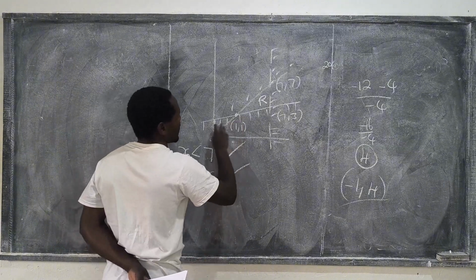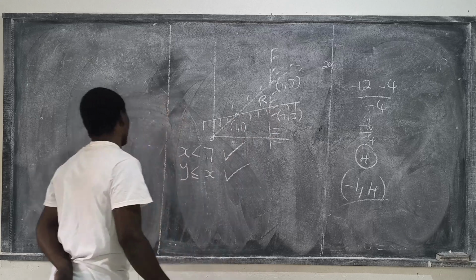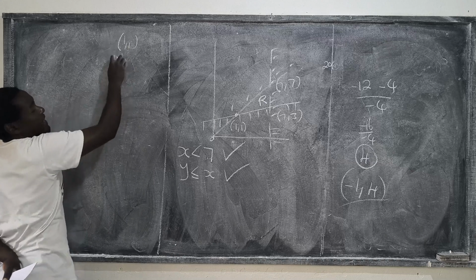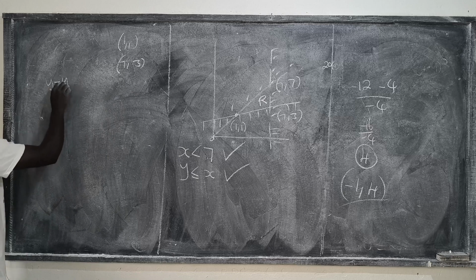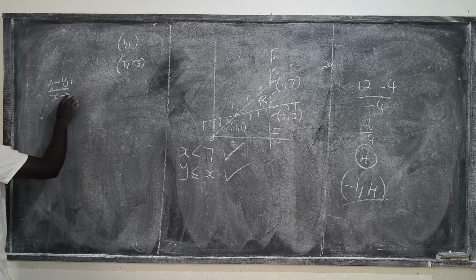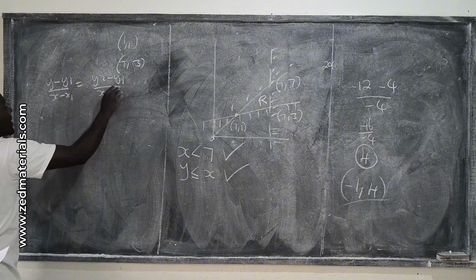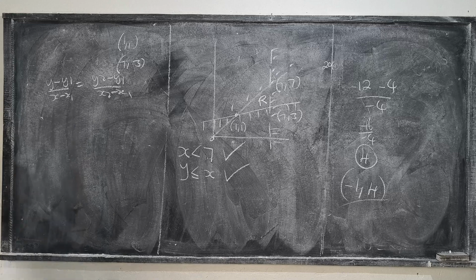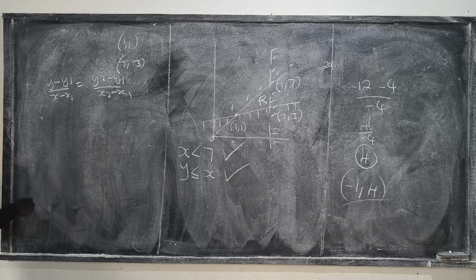Then for this one, you pick the coordinates which are cutting here and there. So you're going to have two coordinates, which are 1, 1 and 7, 3. Then you say (y minus y1) over (x minus x1) is equal to (y2 minus y1) over (x2 minus x1). This is the formula that we gave you under the Z material app. Or you can find the gradient first, then from there use the equation of the straight line. You find the same answer.